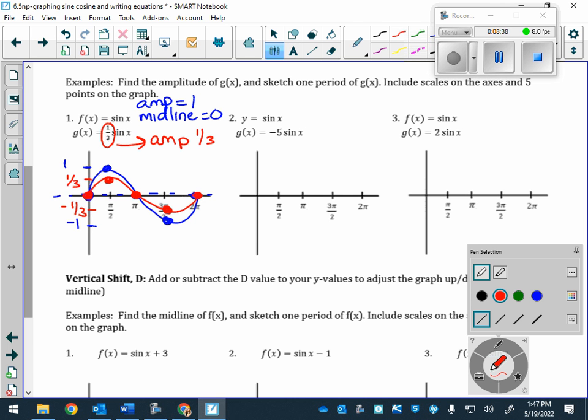So now in number 2, they both don't have anything added or subtracted to it. So our midline is automatically 0. We're going to see examples where that changes, but it automatically is 0. So our parent function, sine of x, 1 and -1, graph your parent function.